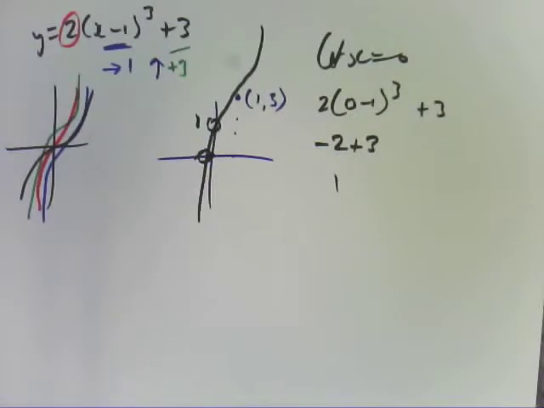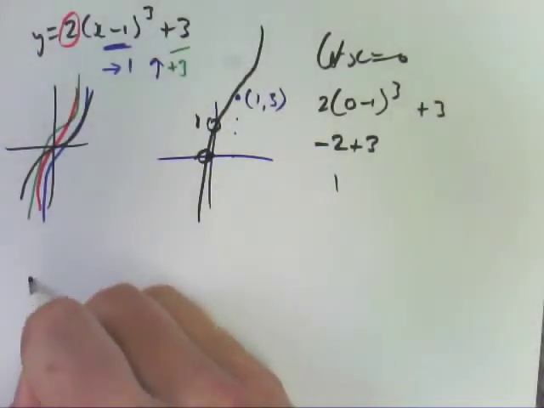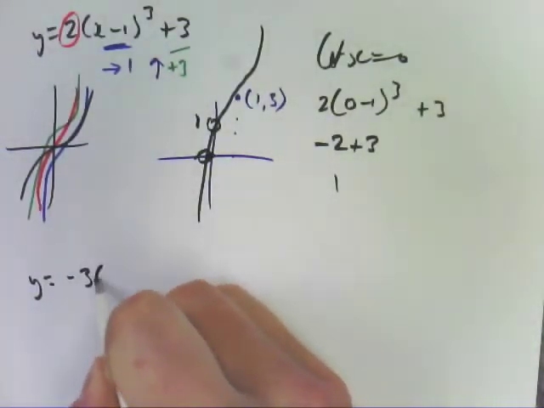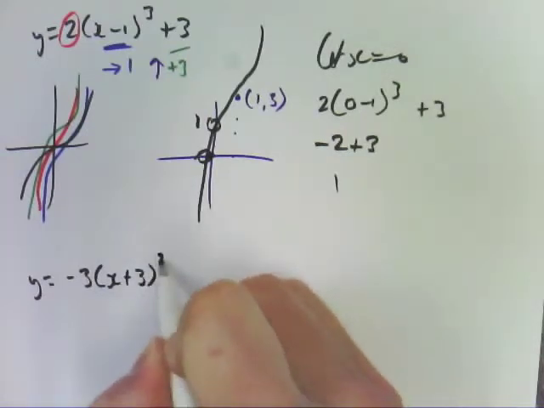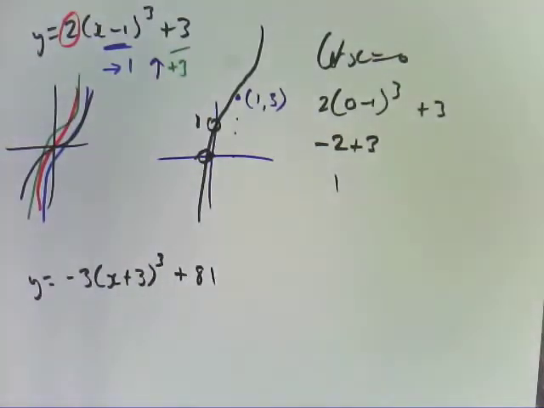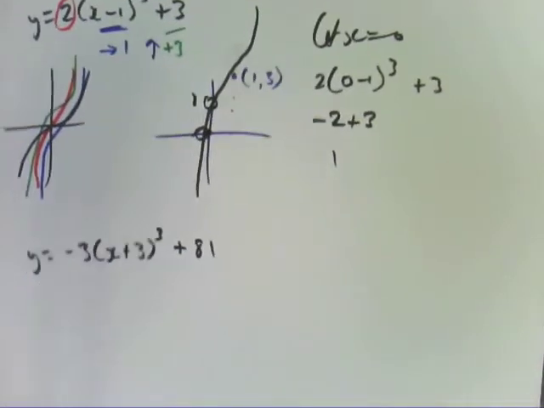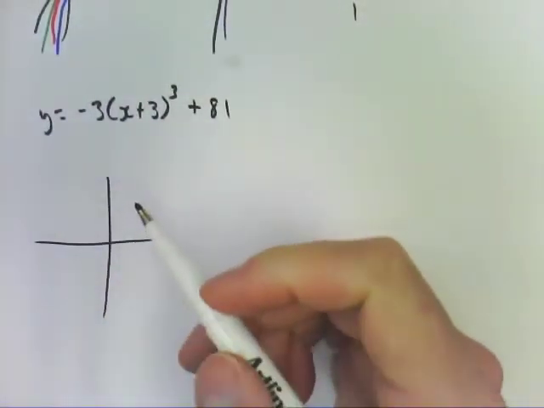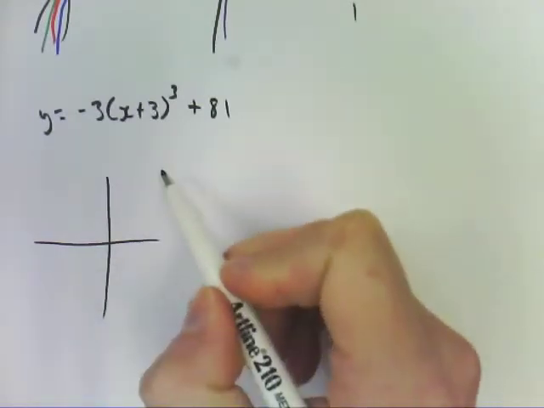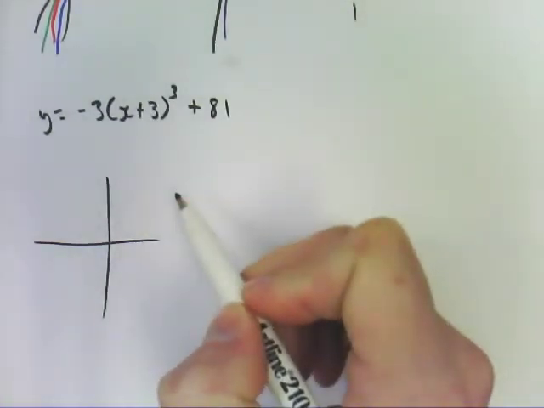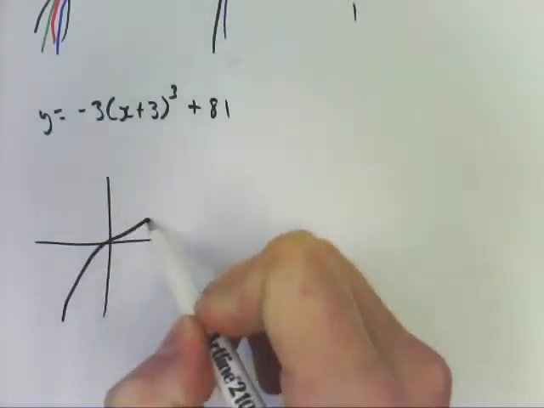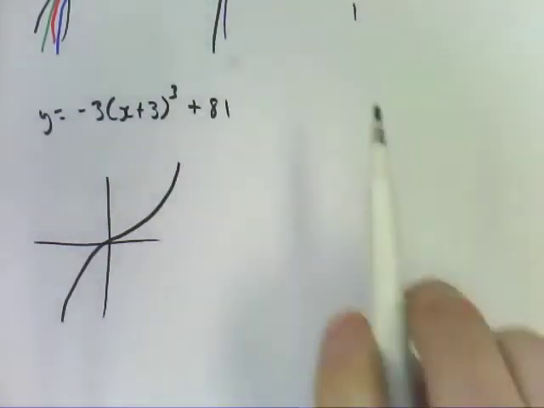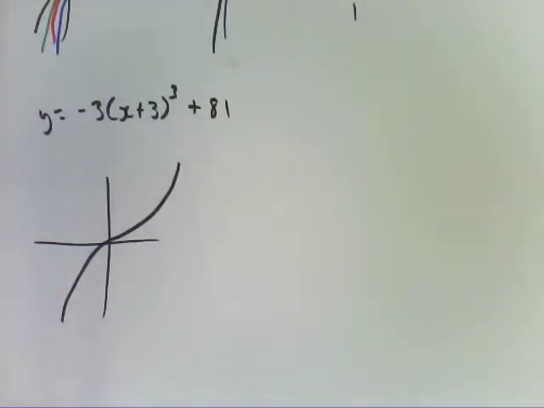Okay, so let's have a look at another question. Let's have a look at 2b. We've got the equation y equals negative 3, x plus 3 cubed plus 81. So again, our standard graph will look like what? Will it do this? It'll be squished. Alright, so let's start with our standard graph looking like that, and then let's talk about what happens next.